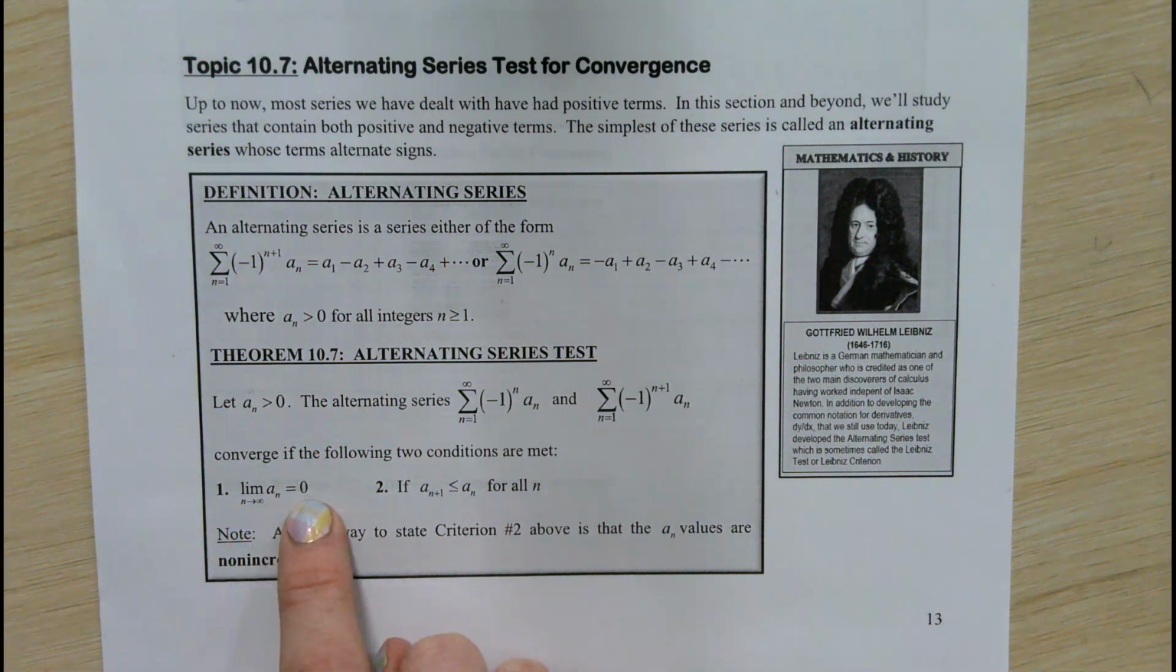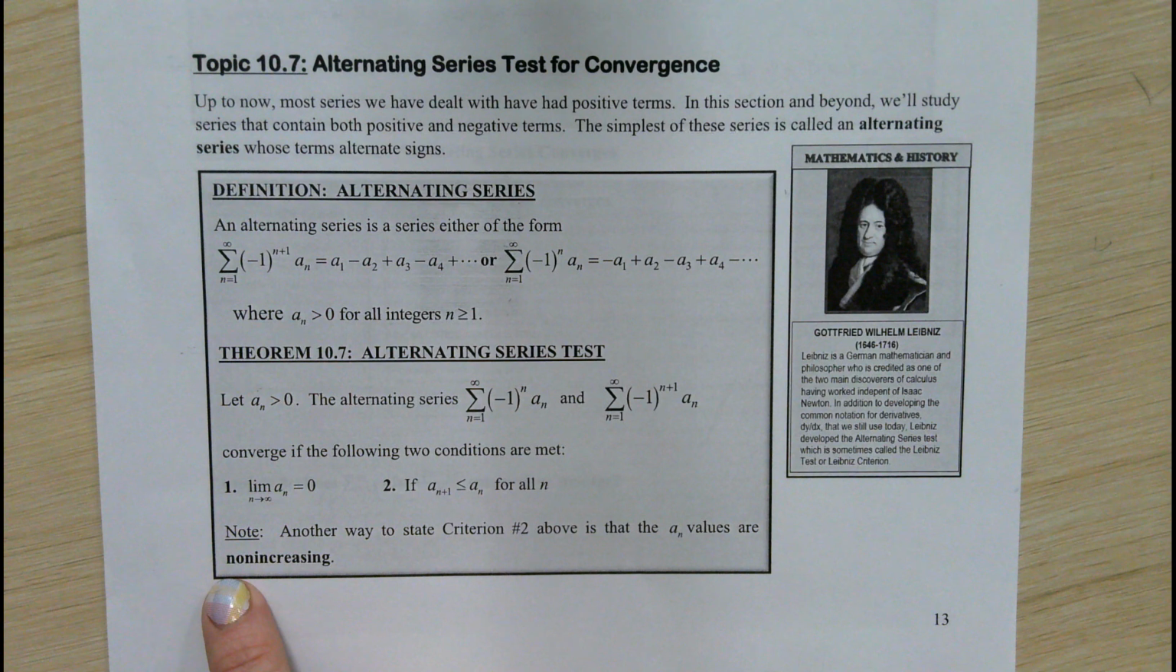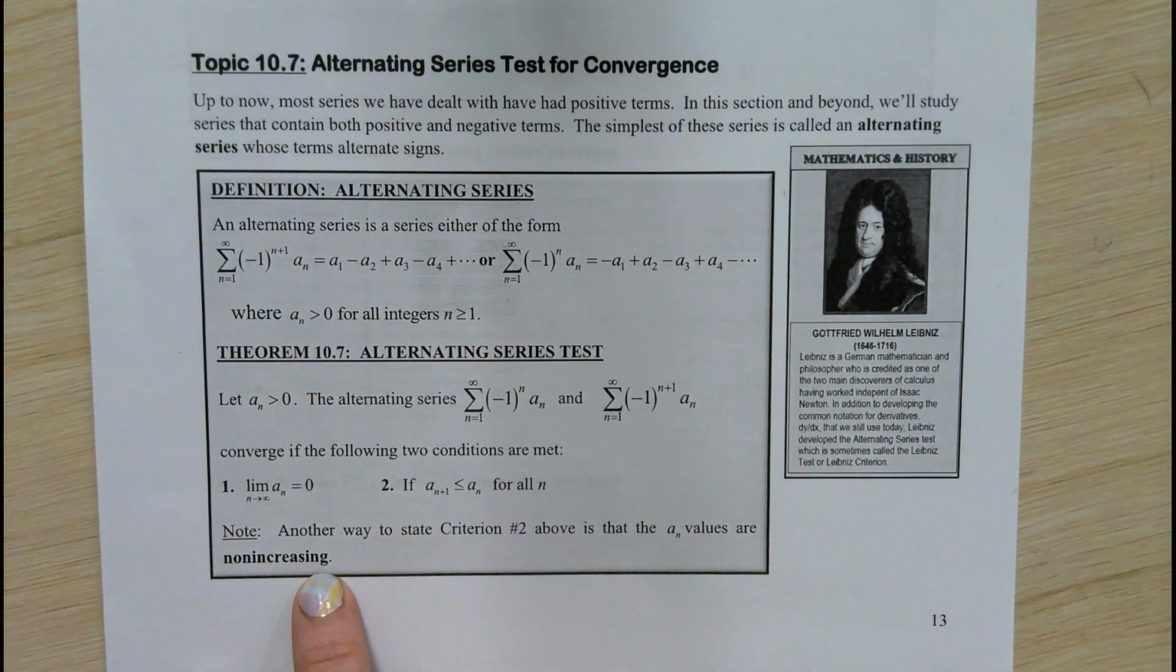If that condition is met, then the second thing that we need is that we need the a sub n plus 1 term to be less than or equal to the a sub n term. So basically that means that our a sub n values are non-increasing. They might stay the same or they might decrease, but they can't increase. So if we know our terms are approaching 0 and we know they're either staying the same size or getting smaller as we go through the series, then we'll be able to say that the series converges by the alternating series test. We're going to look at some examples. So go ahead and flip to page 14 and we'll continue on seeing how this test looks in action.